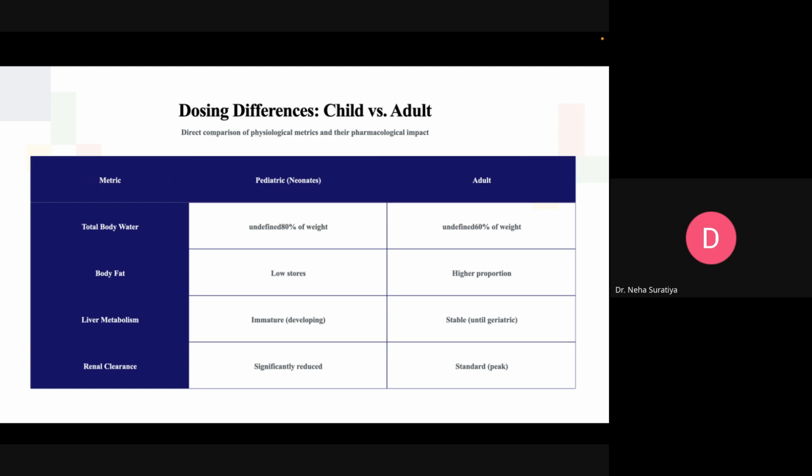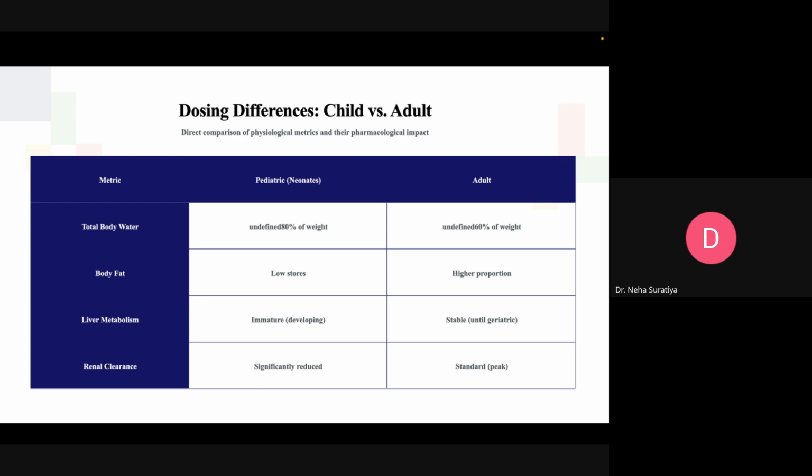See this, the dosing difference between child versus adult. You need to understand this. This table compares children and adults side by side. Okay, and you will easily get an idea of what the total body water is in pediatric and adult. Neonates have 80% body water when adults have 60% of it. So hydrophilic drugs distribute more in children. Okay, that is the conclusion. Body fat, children have very low fat stores while adults have a high percentage. So lipophilic drugs behave very differently in both of them.